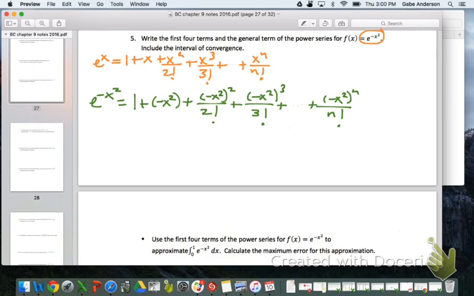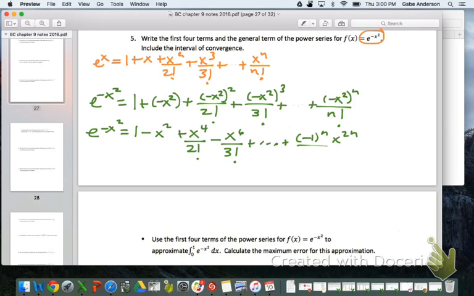And so I'm going to clean this series up just a little bit. Here's what it would look like. e to the negative x squared is equal to 1 minus x squared plus, because of course a negative squared gives us a positive, x to the 4th over 2 factorial, minus x to the 6th over 3 factorial, plus ... plus we could say negative 1 to the n, x to the 2n over n factorial. I'm just using my typical exponent rules to do this.